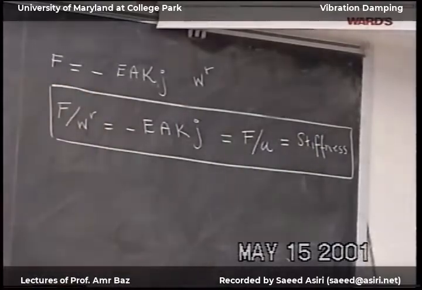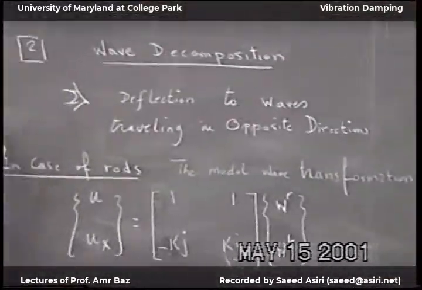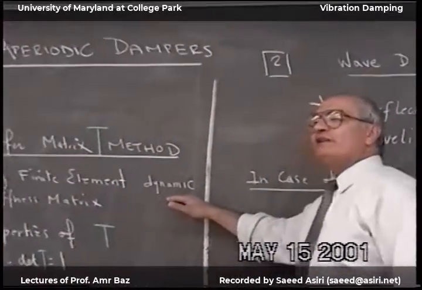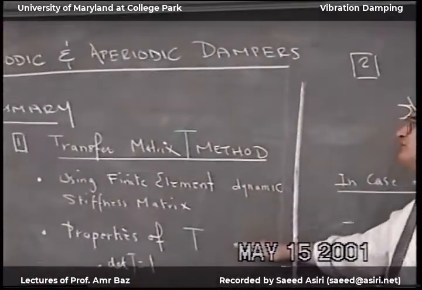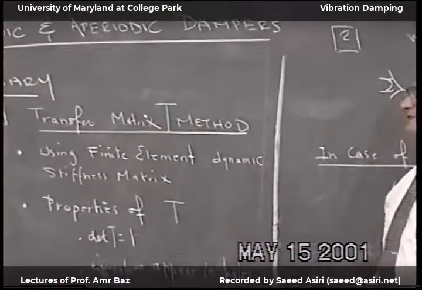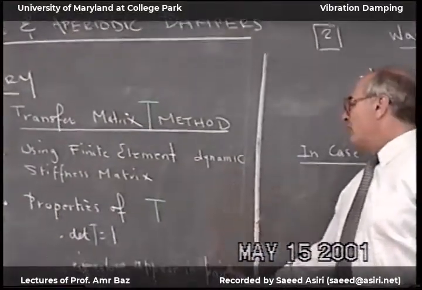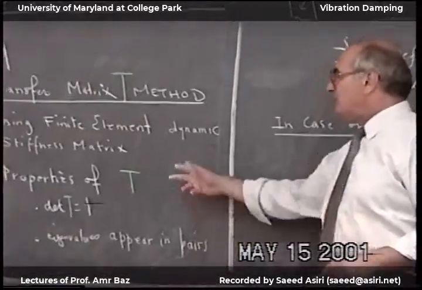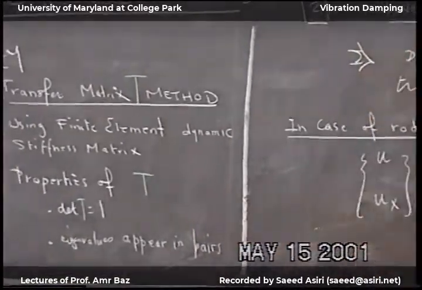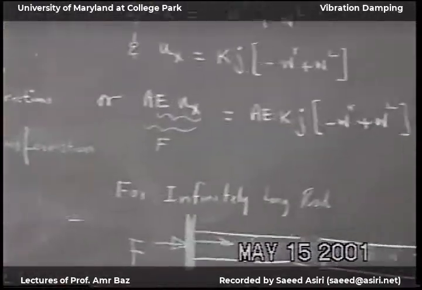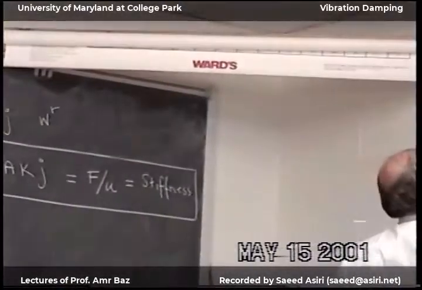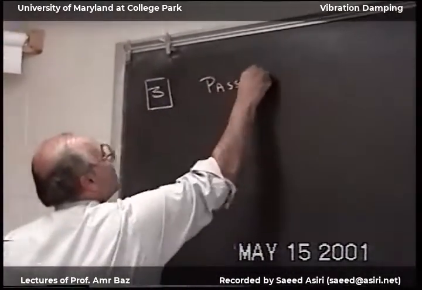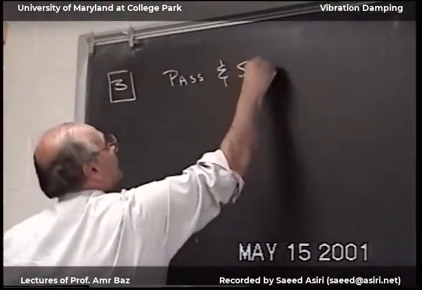Okay, so the first thing that we've done in this part, we write down the finite element equation, transform it to the corresponding transfer matrix. We can look at the eigenvalues of the T based on what we have. Then we can look at characteristics of the system. Number 3, which were the pass and stop bands.